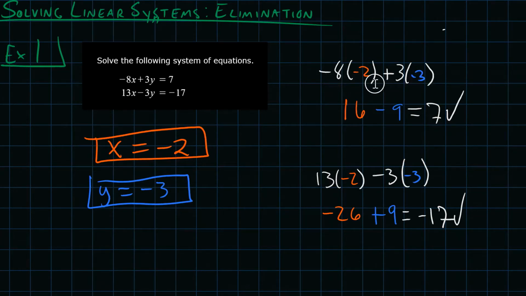Plugging the values back into the first equation, negative 8 times negative 2 gives you 16. And 3 times negative 3, the value for y, gives you negative 9. 16 minus 9 does indeed give you 7. In the second equation, 13 times negative 2 is negative 26. Negative 3 times negative 3 gives you positive 9. And when you add these two values together, you do get negative 17. Our solution to the system gives us true statements for both of our equations.